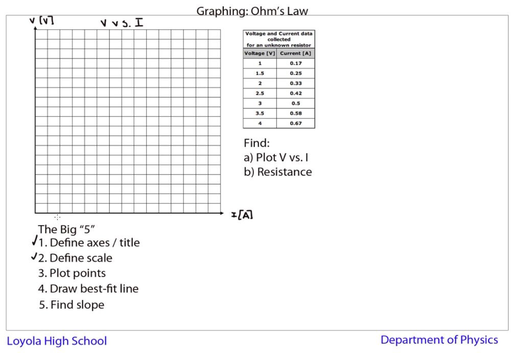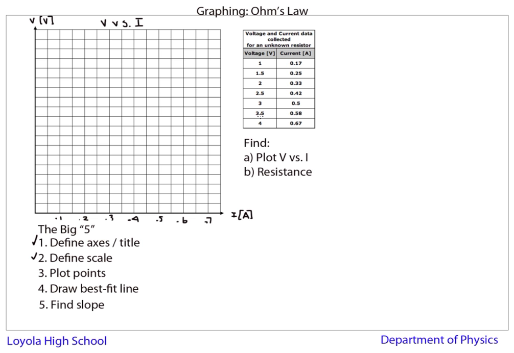I can go by 2. So I'll make this 0.1, 0.2, 0.3, 0.4, 0.5, 0.6, and 0.7. So that should get me up to close to my maximum value of 0.67, which is right around there.